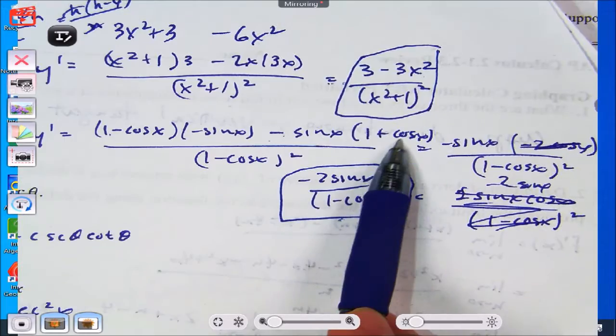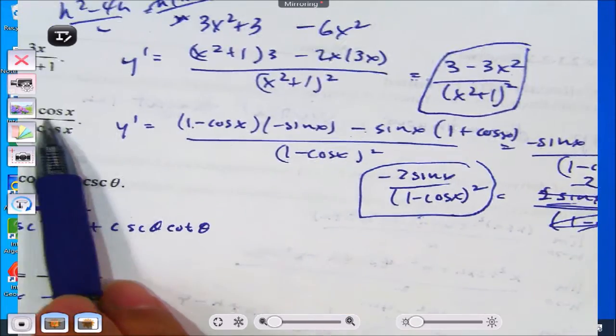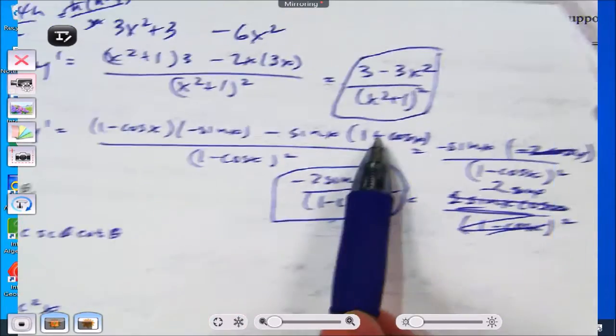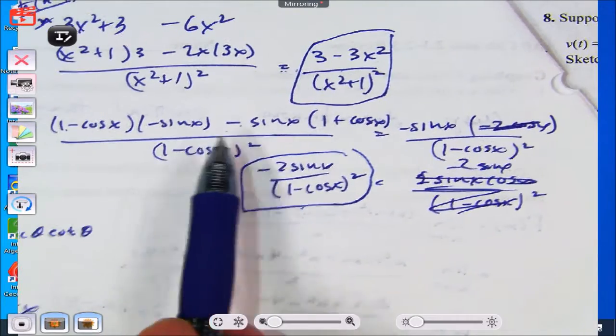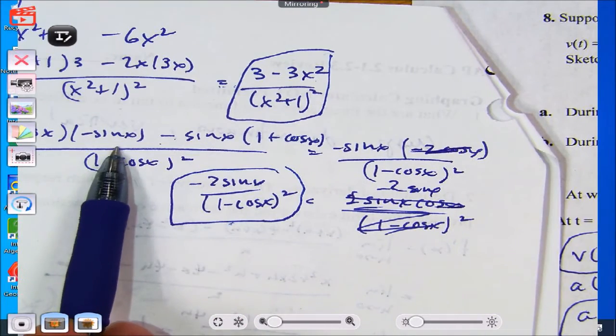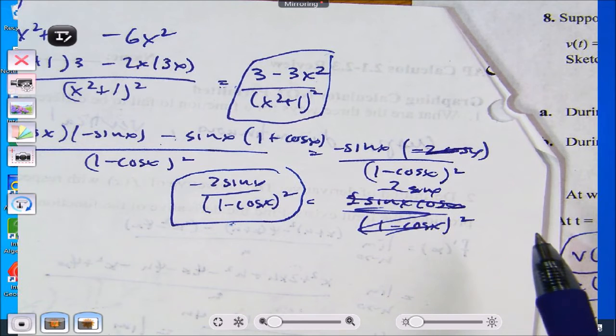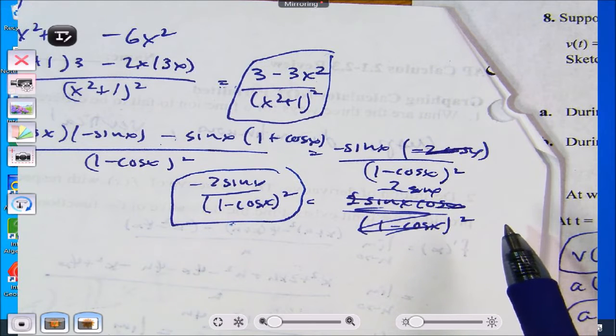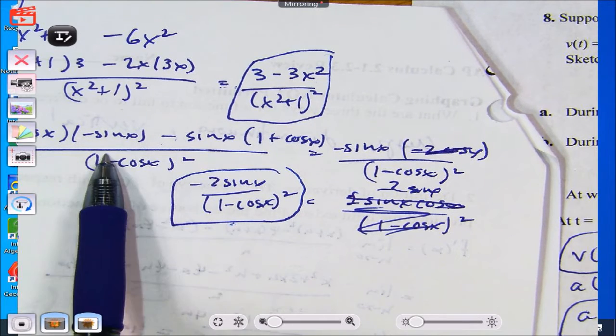And then times 1 plus cosine x, which is the numerator. Then you just distribute or simplify. Actually, I didn't do that here. What did I do? I factored out negative sine x? Is that what I did?